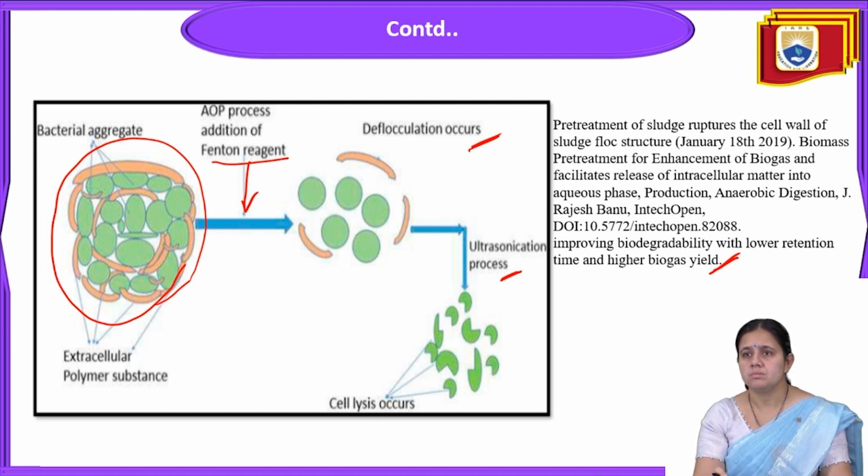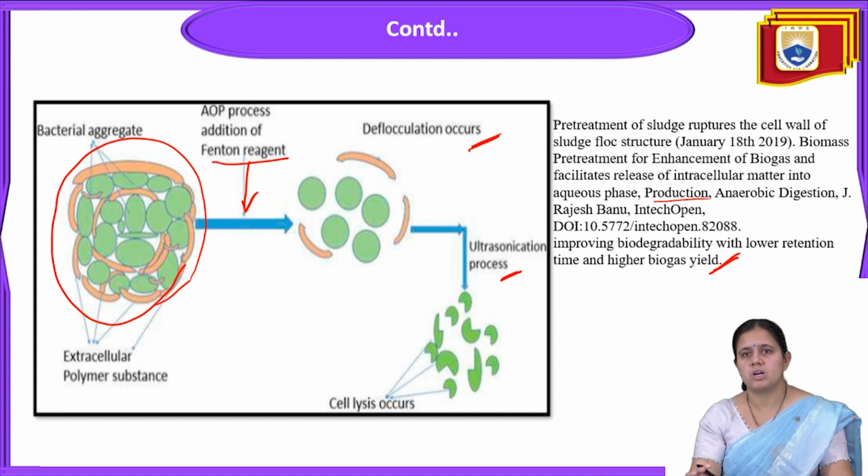So this picture represents the pre-treatment of sludge: rupture of the cell wall and the sludge floc structure, biomass pre-treatment for enhancement of biogas, which facilitates the release of intracellular matter into the aqueous phase for anaerobic digestion, improving biodegradability with lower retention time and high biogas yield. So these are the pre-treatment steps for sludge biomass.